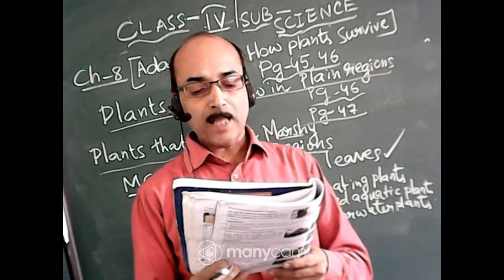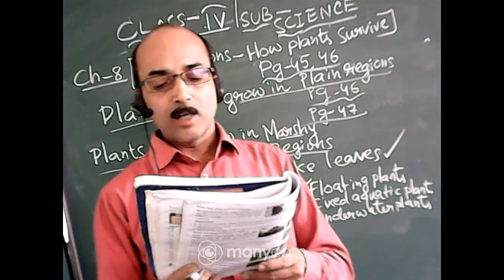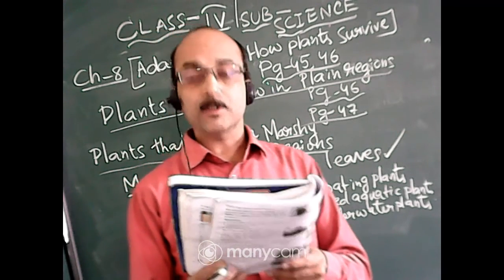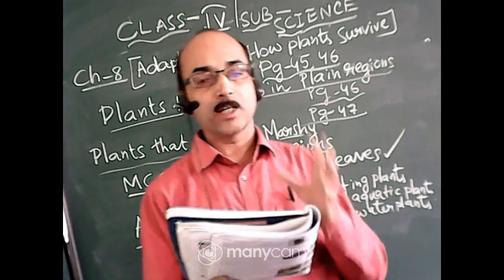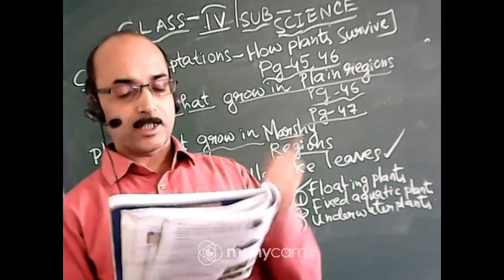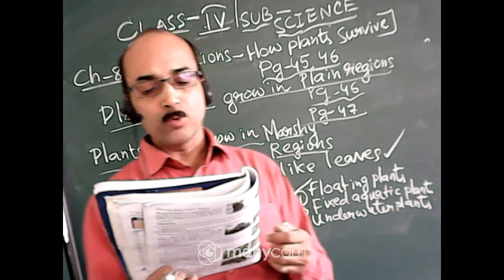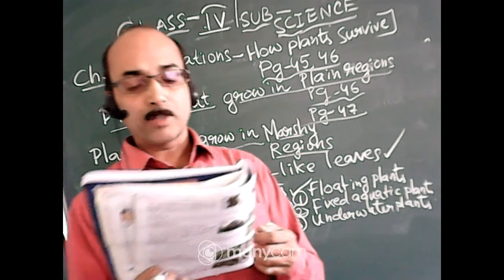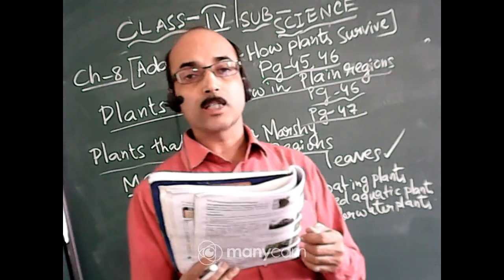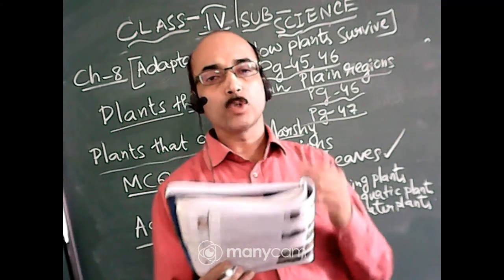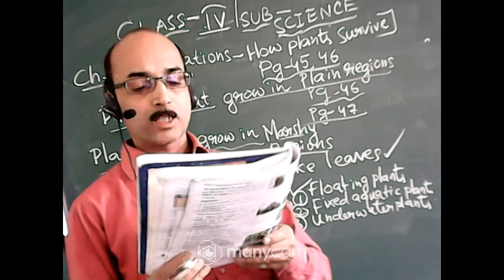Adaptations: some plants are of small size and have light and spongy bodies. They are floating, so the body is lightweight. Number 2, stems are reduced and roots are not well developed. And number 3, leaves have a thin waxy coating because they are floating.